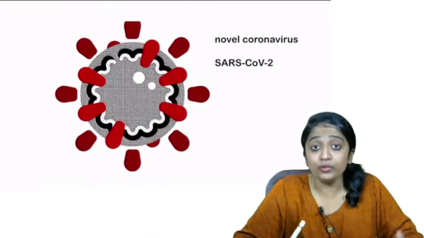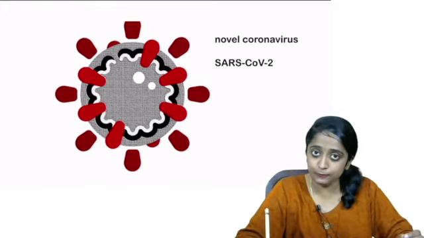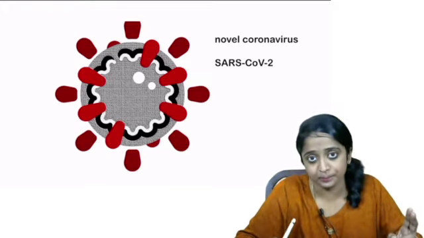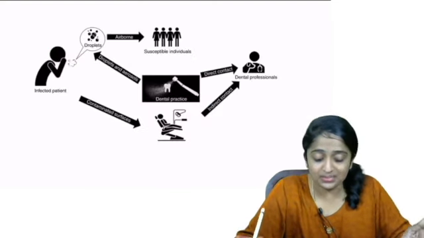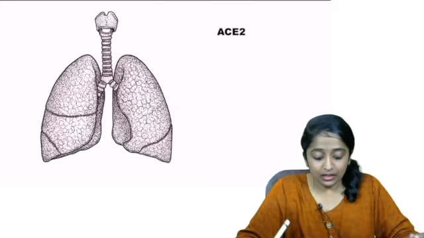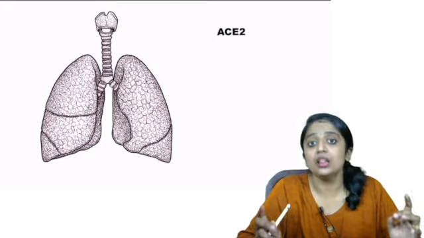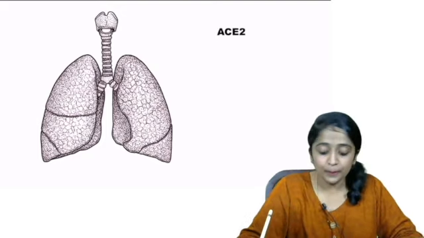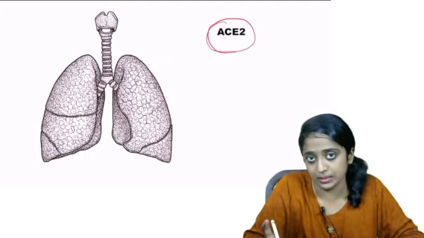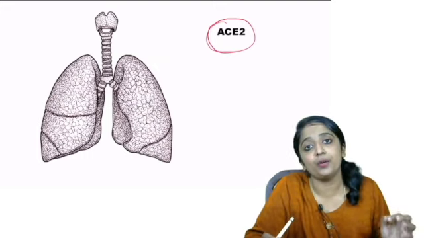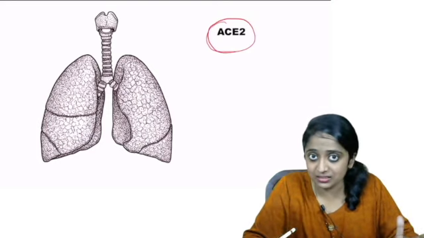So we know that we are in the middle of a pandemic hit by the novel coronavirus, to be specific, the SARS-CoV-2 strain. The route of transmission is by droplets and aerosols. The brunt of the disease is borne by the principal organ, which is the lung field. Why so? Because the novel coronavirus has great affinity to the ACE2 receptor, which is abundantly found in the lung parenchyma. So the most commonly affected site is the lung parenchyma.